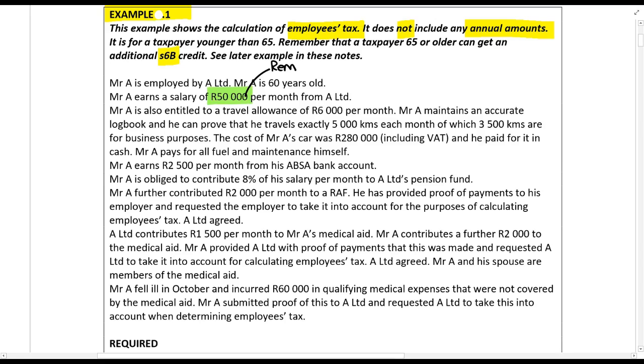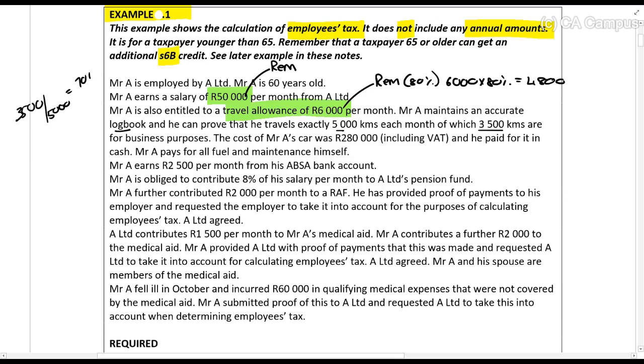Mr. A is also entitled to a travel allowance of 6,000 rands a month. Now that is remuneration, but what is remuneration? Only 80% of that, remember. So 6,000 times 80% is 4,800 rands a month. They then tell you Mr. A maintains an accurate logbook and he can prove that he travels exactly 5,000 kilometers each year, of which 3,500 is business. So if I say 3,500 over 5,000, it gives me 70%. That's not 80%. If that was 80% or more, then instead of using 80% here, we would use 20%. But that's not the case.